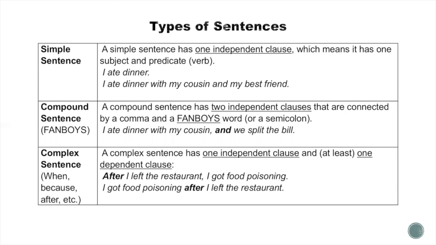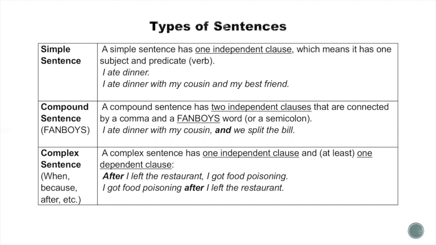Then we have what are called compound sentences. You may have heard the word fanboys before, and this connects to compound sentences. So a compound sentence has two independent clauses. That means we're going to see two complete ideas in this sentence. And these ideas are connected by a comma and a fanboys word, or we could use a semicolon. And so here's an example. I ate dinner with my cousin, comma, and we split the bill.